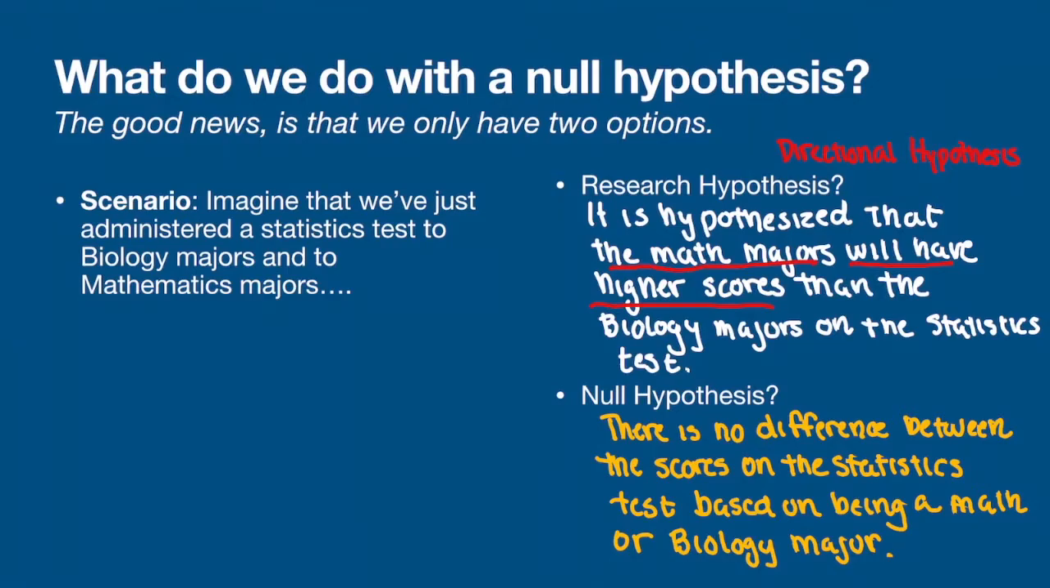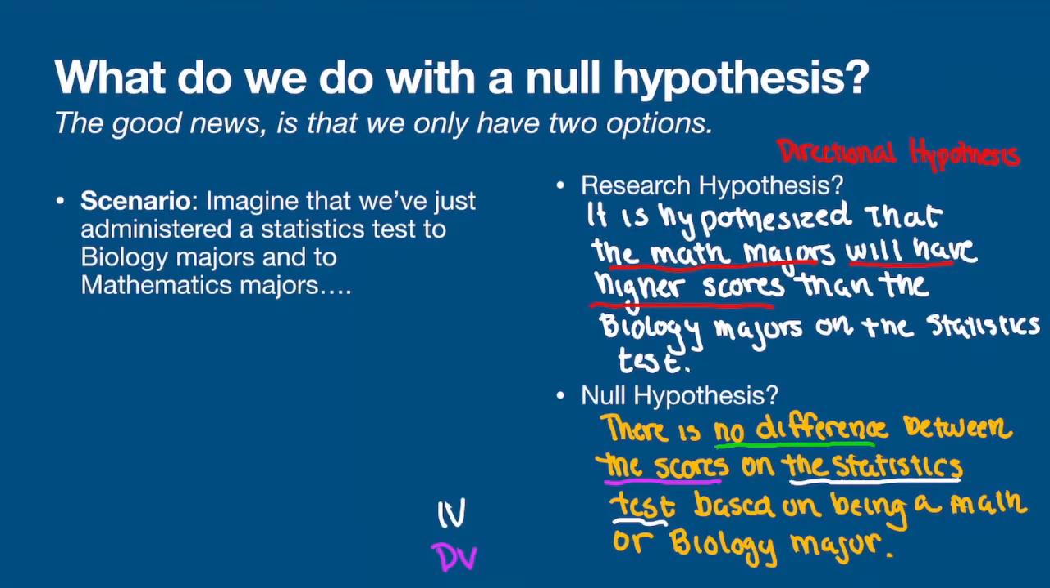So again, the way that we know we've got our null hypothesis is to say that there is no difference between our independent variable, which would be the statistics test, and our dependent variable, which would be the scores. So as long as we have those three things within our null hypothesis statement, we're on the correct path.